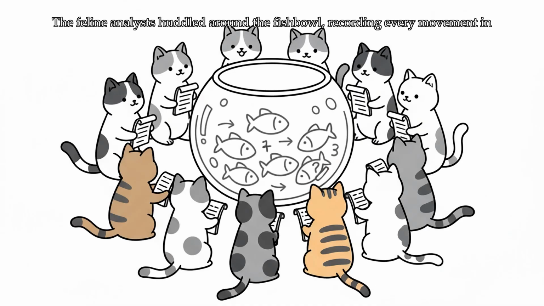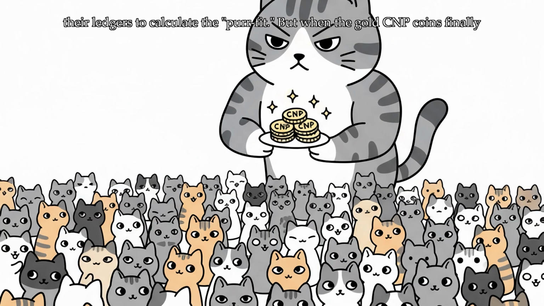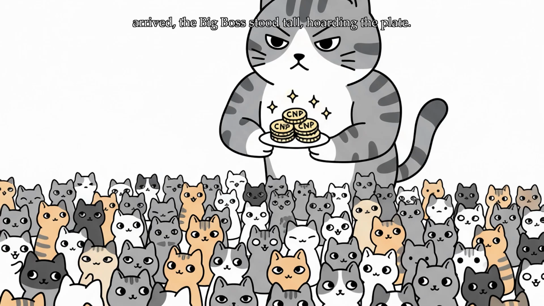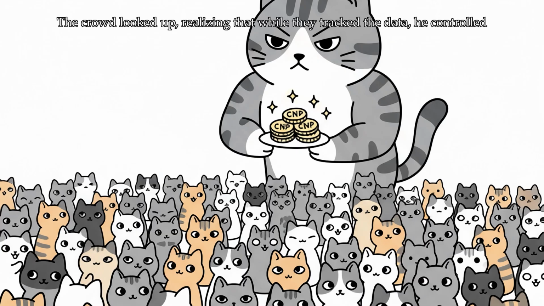The feline analysts huddled around the fishbowl, recording every movement in their ledgers to calculate the perfect. But when the gold CNP coins finally arrived, the big boss stood tall, hoarding the plate. The crowd looked up, realizing that while they tracked the data, he controlled the treasury.